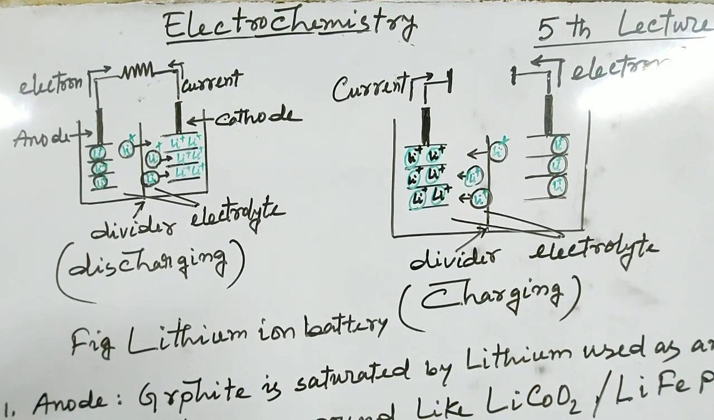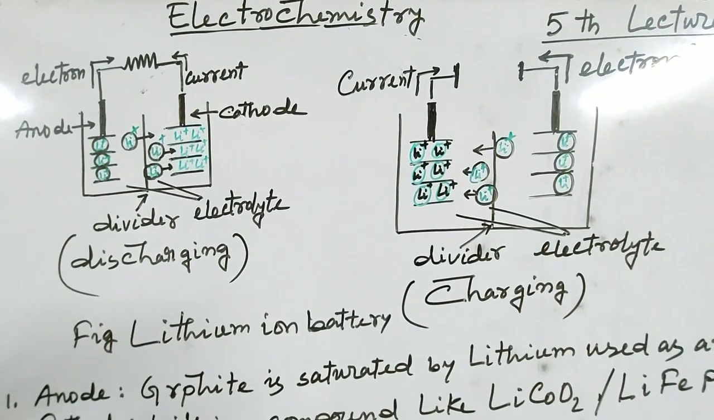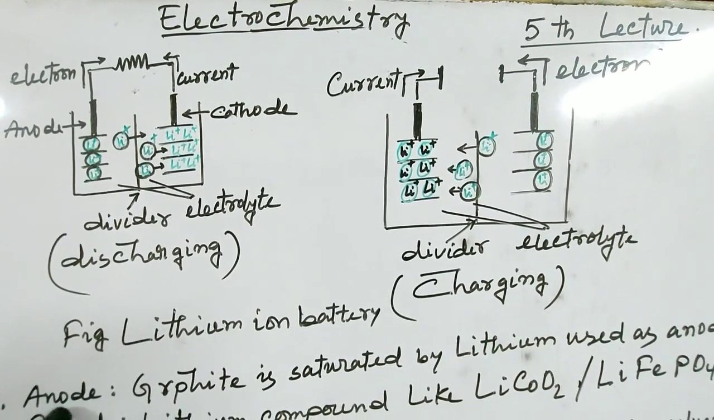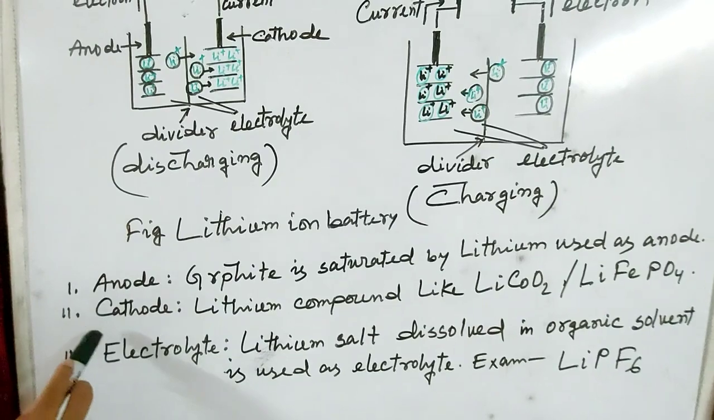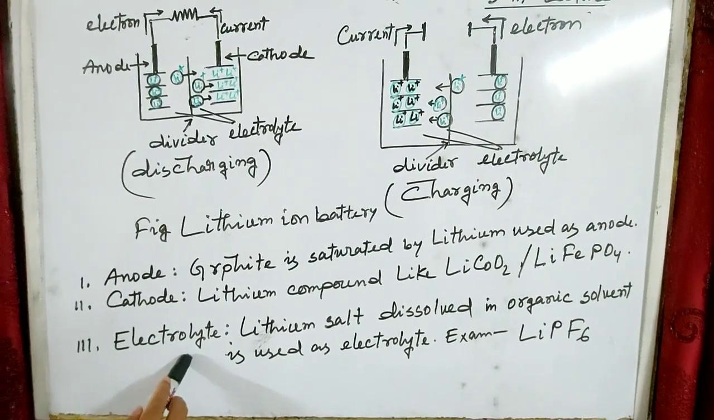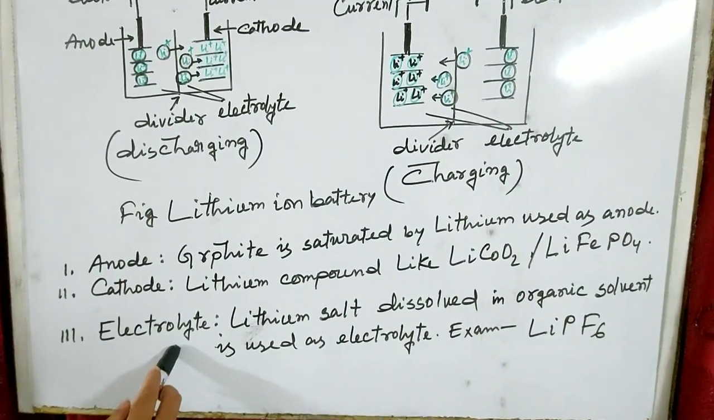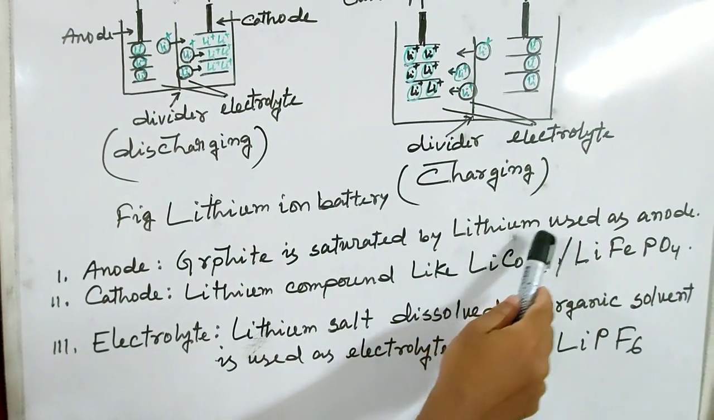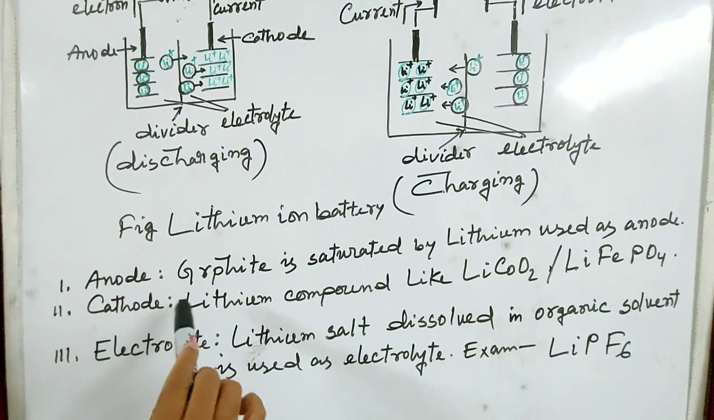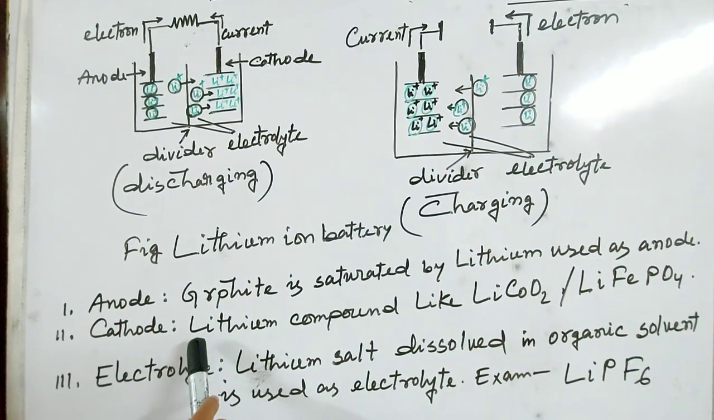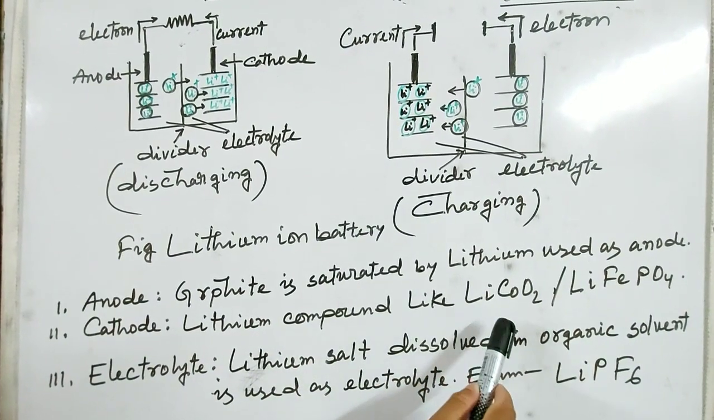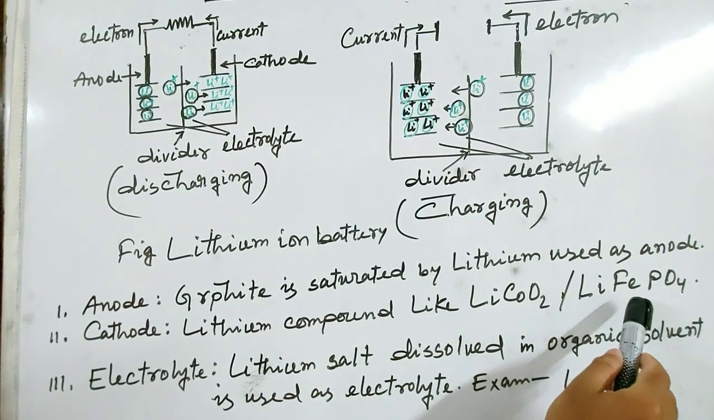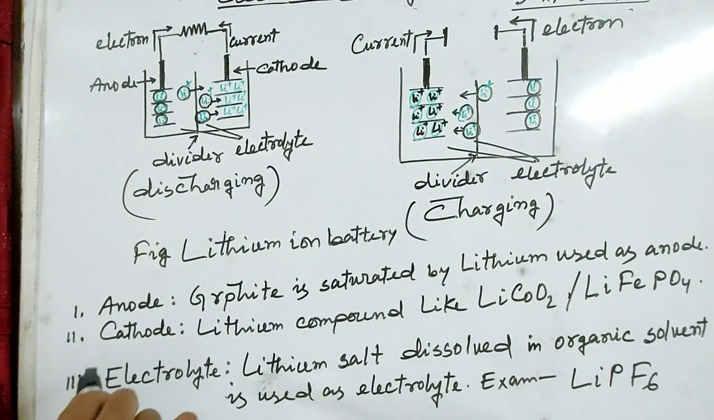However, in the lithium ion battery there are three prime parts. One is anode, second is cathode, and third is electrolytic substance. Anode: graphite saturated by lithium is used as anode, and a lithium compound like lithium cobalt oxide or lithium iron phosphate is used as cathode.